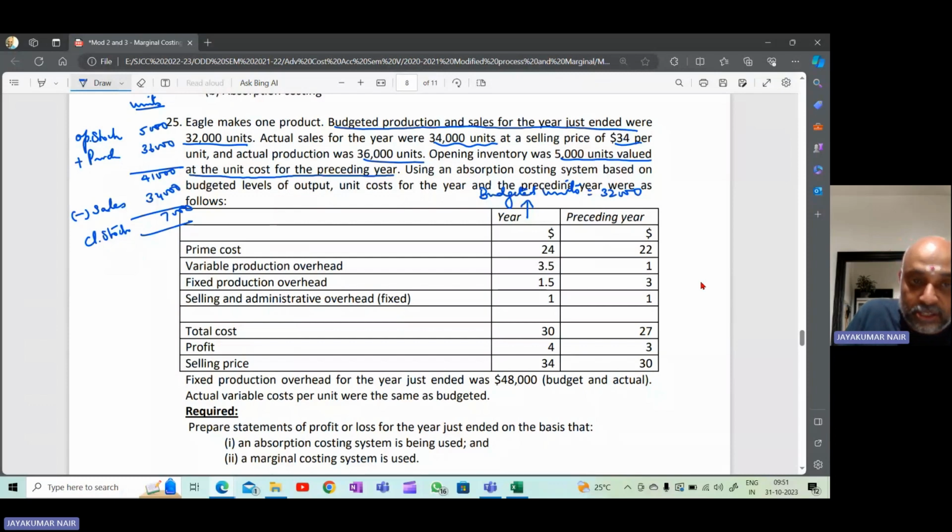Using an absorption costing system based on budgeted levels of output, unit costs for the year and the preceding year were as follows. For the year, budgeted units is 32,000, and they have computed the budgeted variable cost, fixed costs and so on. They have also given you the preceding year's figures. Here you have prime cost, variable production overheads, fixed production overheads, and selling and administration overheads, which are completely fixed, and the total cost, profit and the selling price. Selling price per unit is $34. In the preceding year, it was 30.